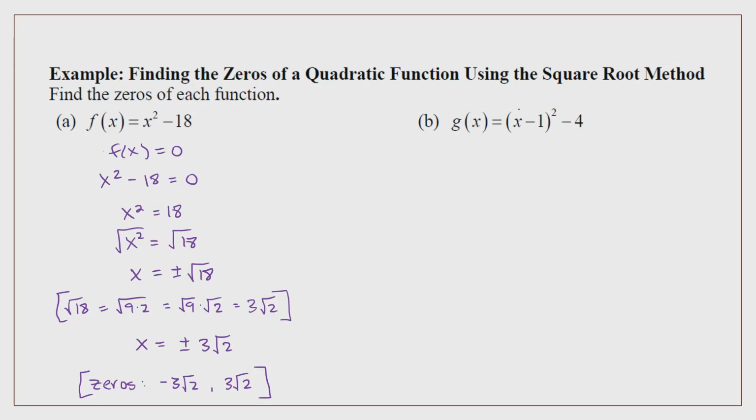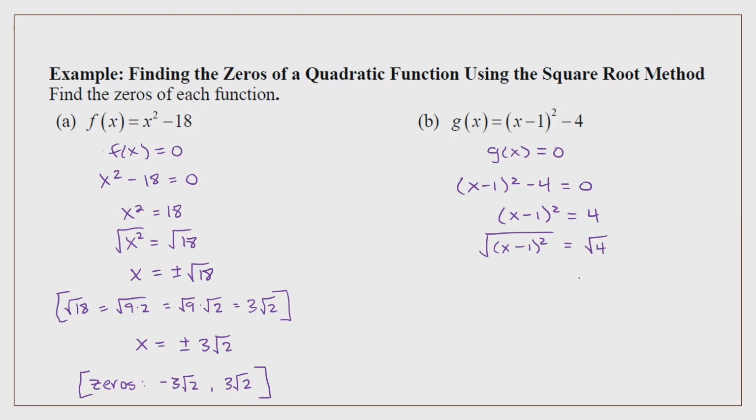g of x equals the quantity x minus 1 squared minus 4. So g of x then will equal 0. That's the first step. Then we'll have x minus 1 squared minus 4 equals 0. We want to get x by itself, so we're going to need to undo some operations here. So first we'll add 4 to the other side. So that would be the quantity x minus 1 squared equals 4. To get rid of the square, we are going to take the square root of both sides.